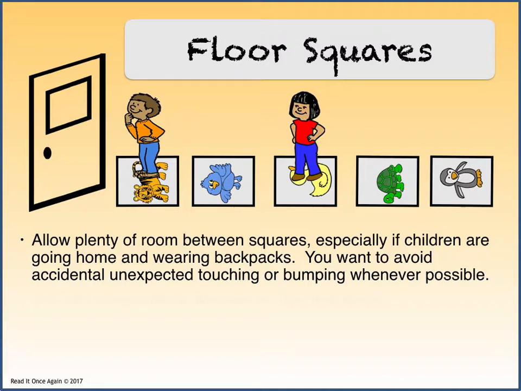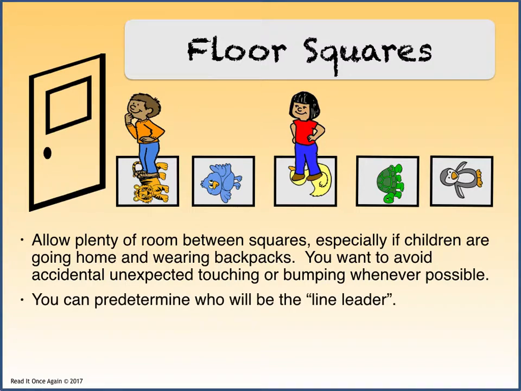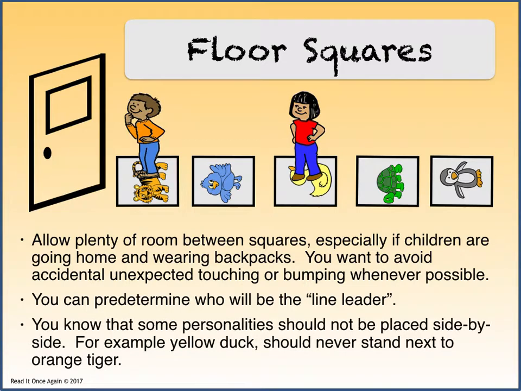You can predetermine who will be the line leader. You know that some personalities should not be placed side by side. For example, yellow duck should never stand next to orange tiger.